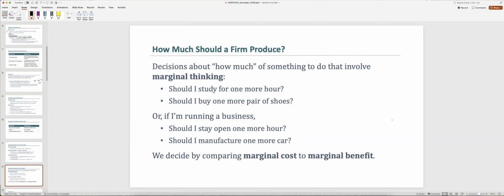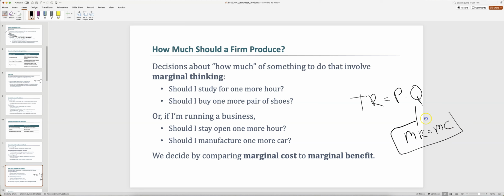Now, as I already gave you the preview of this, if total revenue is equal to price times the quantity, we want to know how quantity is determined. That quantity is determined by the point where marginal revenue is equal to marginal cost. And that's what you see right here. So the answer to the question of how much a firm should produce is determined by where those marginal revenue and marginal cost points are.